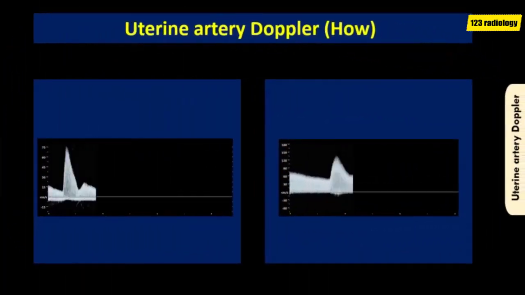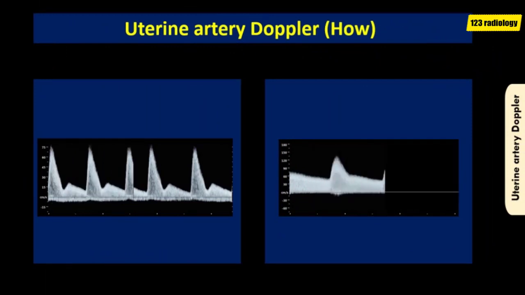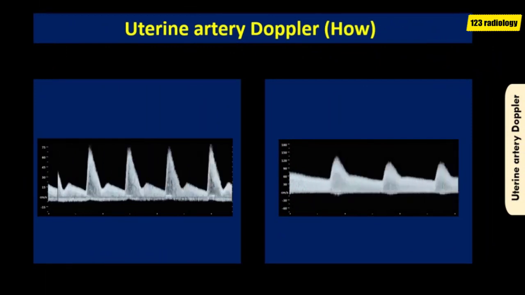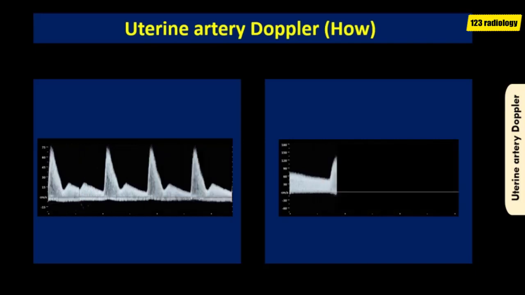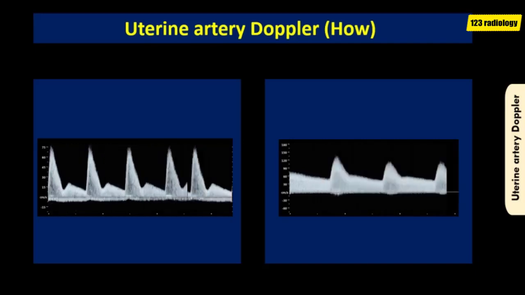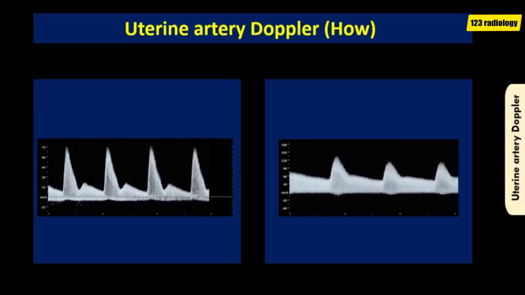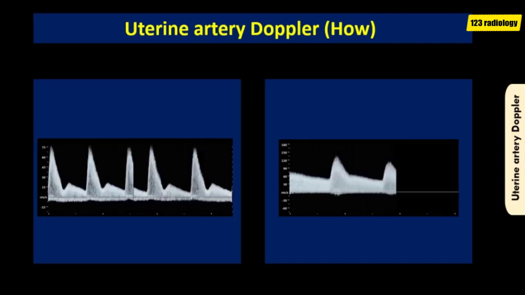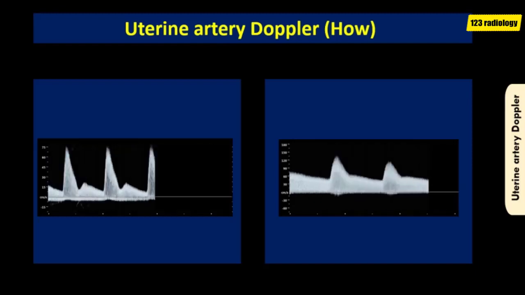The uterine artery waveforms are displayed here on these two cineclips. As you can see here, these two waveforms are different. The one on the right side of the screen was obtained during the first trimester, while the other one was obtained during the late second trimester. You will know the difference between the two in the next slides.